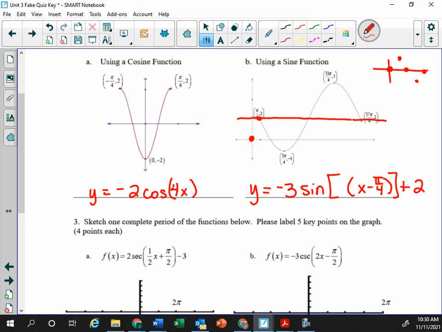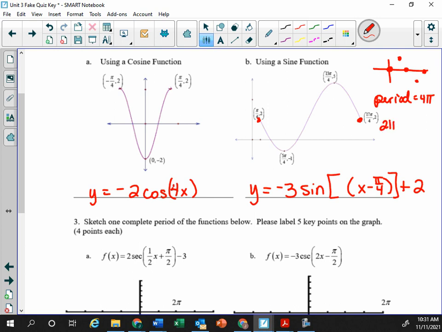So then the only thing we have left is the period. This is showing you one complete cycle of the graph, like from this point to this point. Do you see how that's a complete graph? How far is it between those two? You would find that just by subtracting. So what's 17 pi over 4 minus pi over 4? Yeah, and what's 16 pi over 4 reduced to? Okay, so the period is 4 pi.